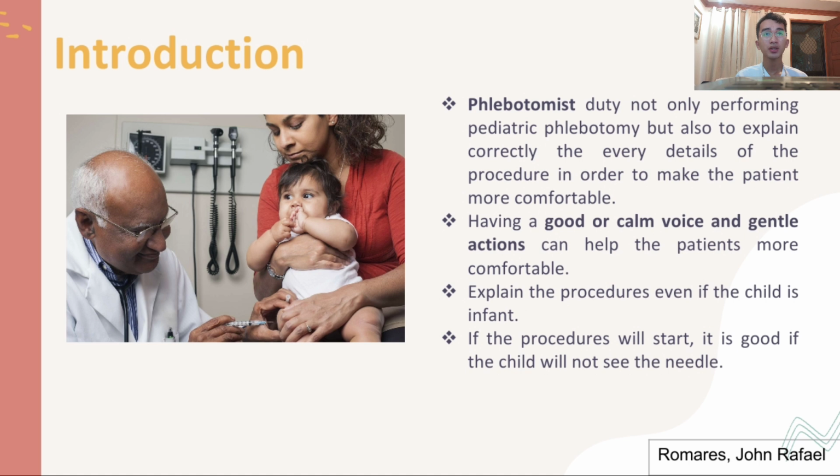A phlebotomist's duty is not only performing pediatric phlebotomy but also to explain correctly every detail of the procedure in order to make the patient more comfortable. The patient's comfort is one of the most important things to ensure before, during, and after the procedure. Having a calm voice and gentle actions can help the patients feel more comfortable. We all know that children can detect the emotions and tenderness in our face and body.